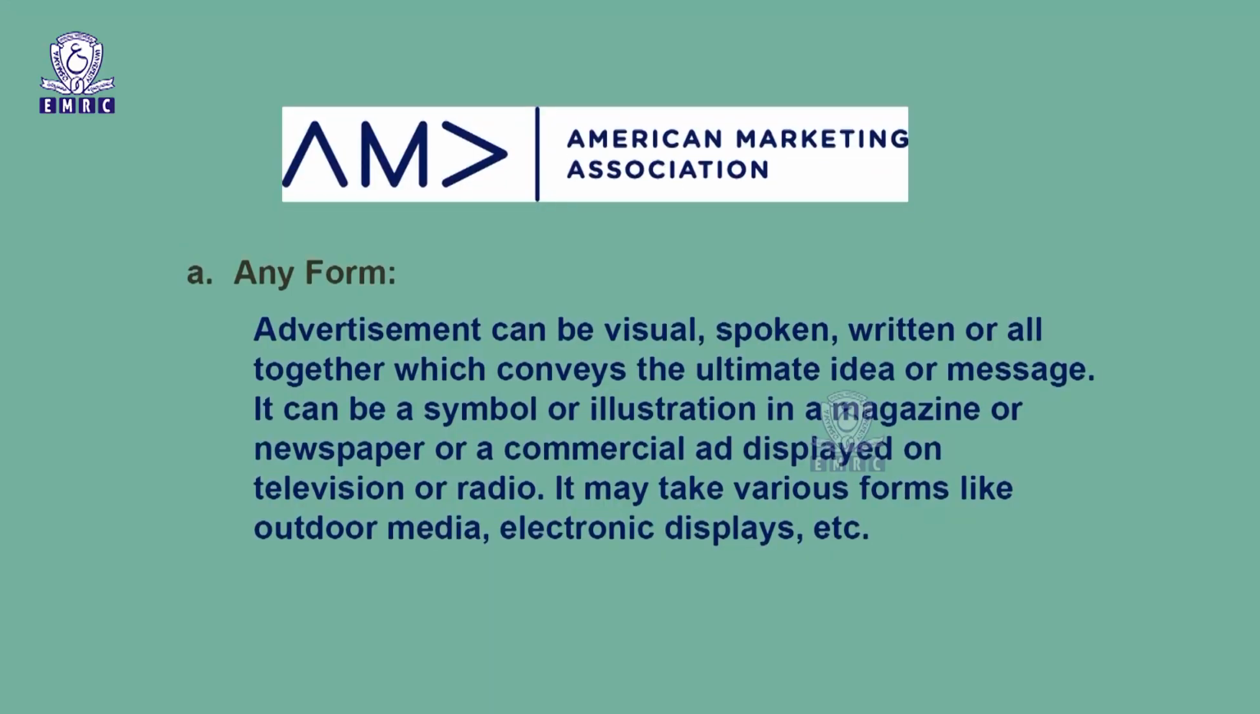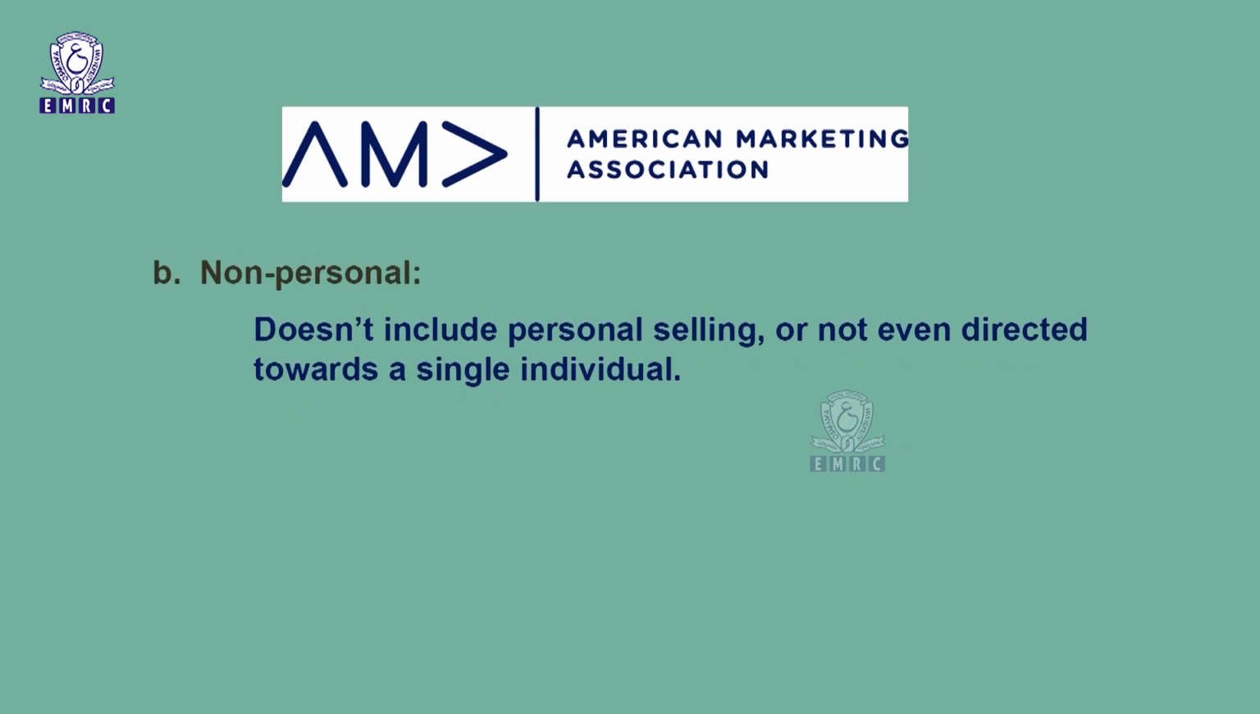A. Any form. Advertisement can be visual, spoken, written or all together, which conveys the ultimate idea or message. It can be a symbol or illustration in a magazine or newspaper or a commercial advertisement displayed on television or radio. It may take various forms like outdoor media, electronic displays, etc. B. Non-personal. It does not include personal selling, or is not even directed towards a single individual.